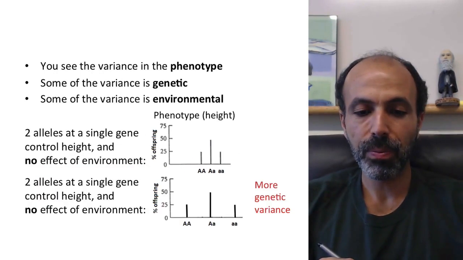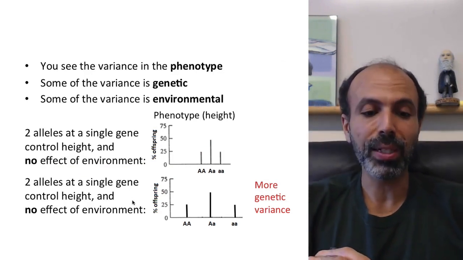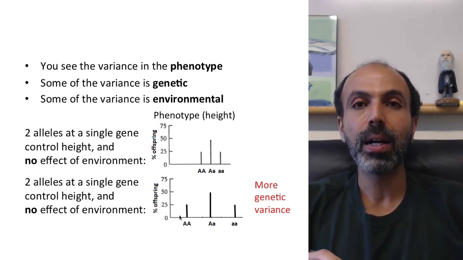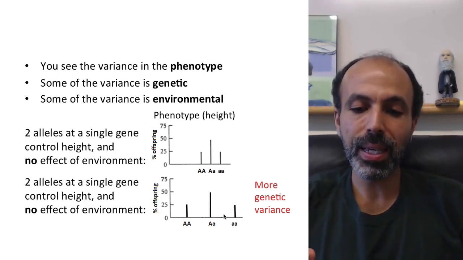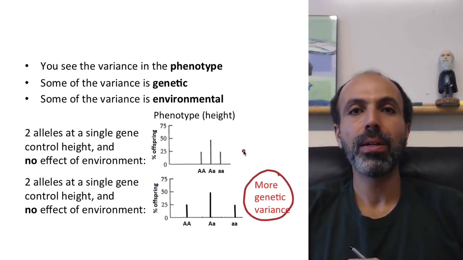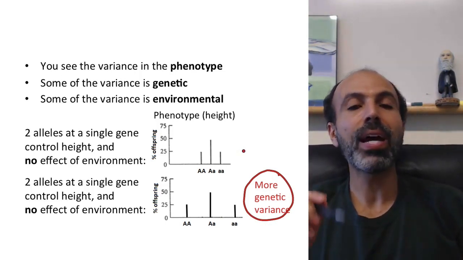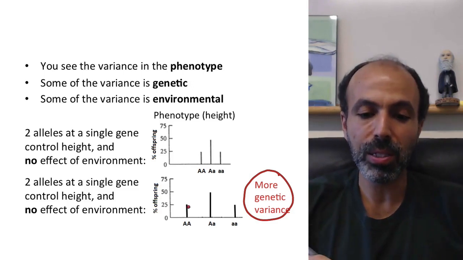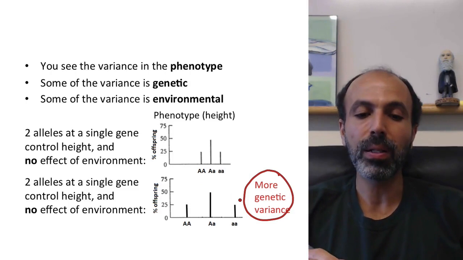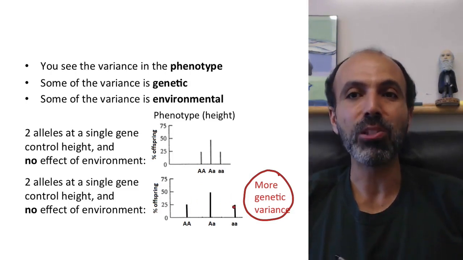Now what if we saw this? This is still 2 alleles at a single gene controlling height, and there's still no effect of environment, but we see a bigger difference in height between some of the individuals. In this case, the lower graph here has more genetic variance than the upper graph. Both of them still have no environmental variance, but the lower one has more genetic variance because you see there's this bigger difference in phenotype among individuals with no environmental part, and it's purely controlled genetically. It's controlled by your genotype at the A gene.